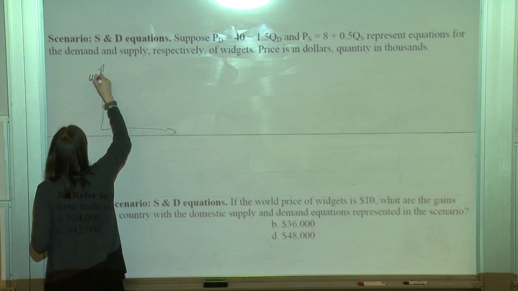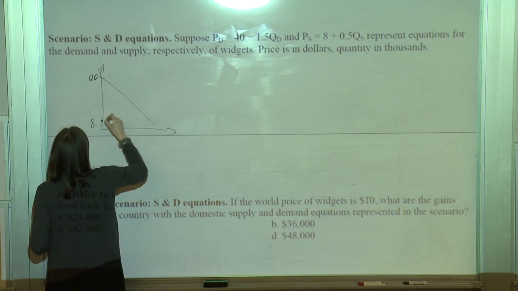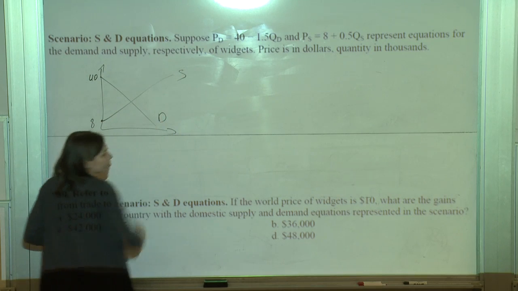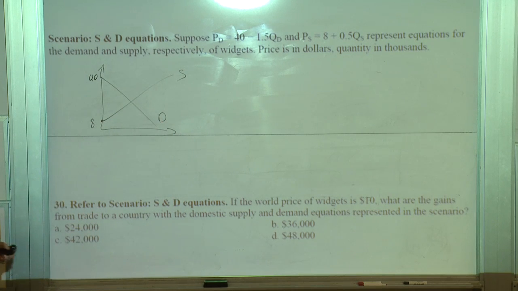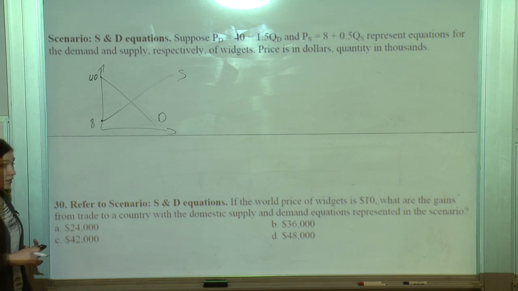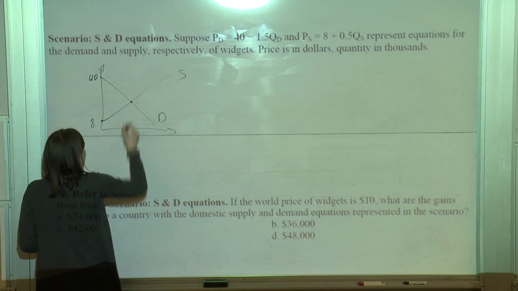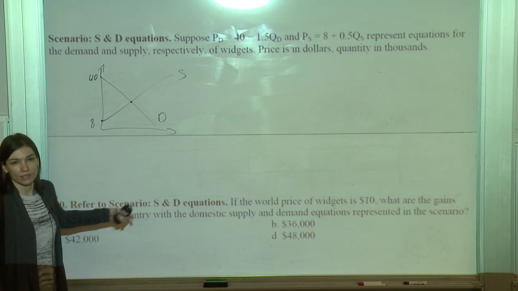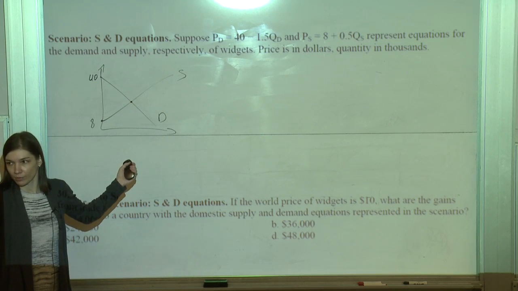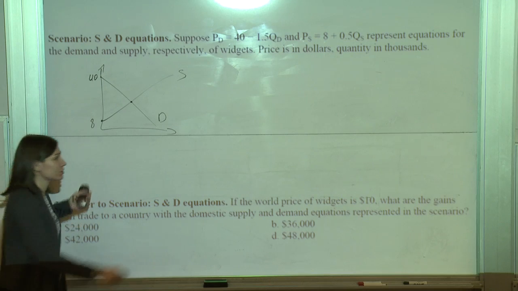Okay, so I have 40 here and 8 there, supply and demand. Original scenario. If the world price of widgets is $10, what would be the gains from trade to a country with the domestic supply and demand equations represented in the scenario? Okay, but we don't know whether the $10 world price is above or below the domestic equilibrium. So that's what we need to figure out first.